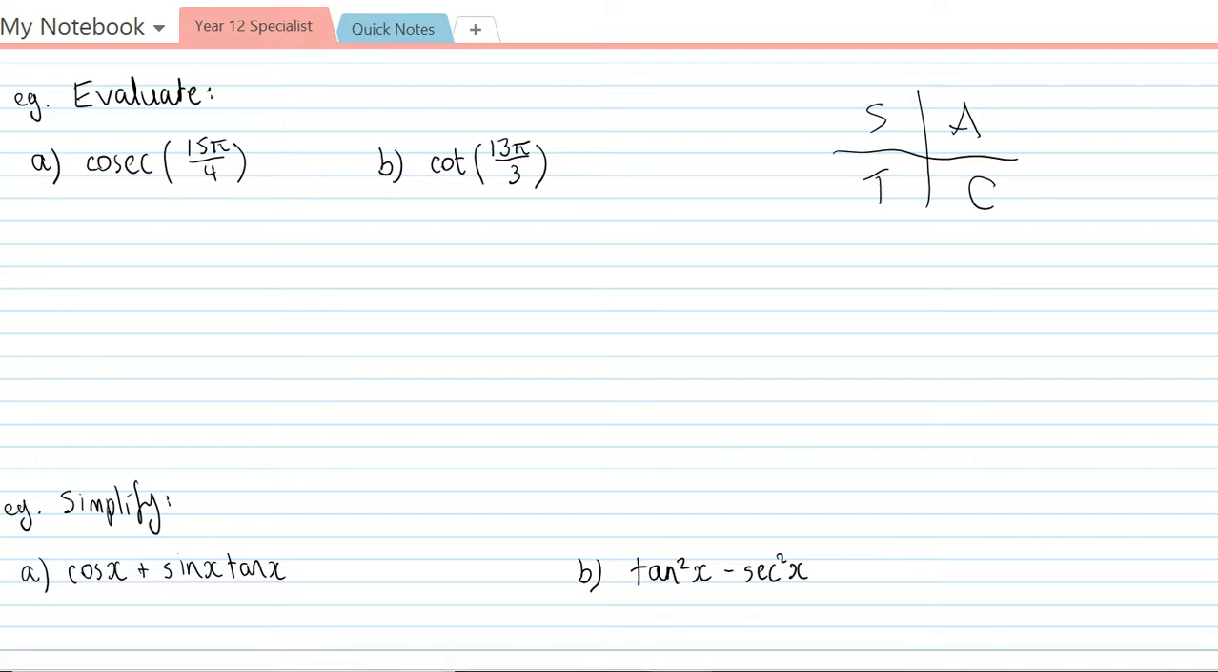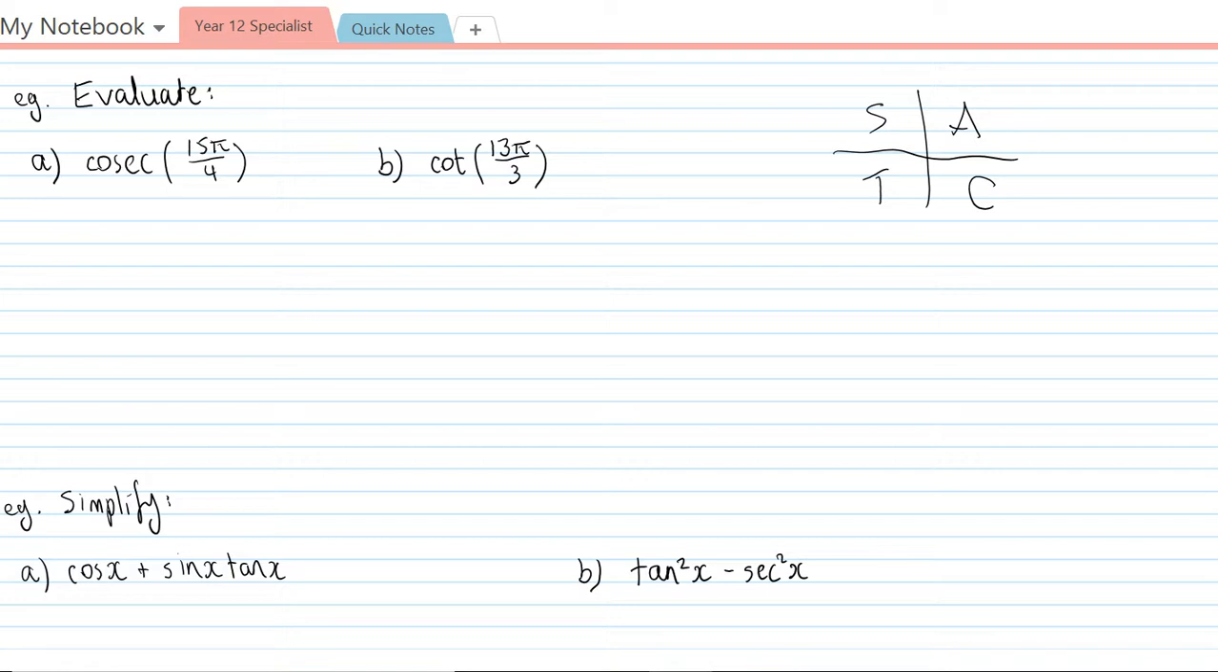What this means is that sec is positive in the first and fourth because that's related to cos. Cosec is positive in the first and second because that's related to sine. And cot is positive in the first and third because that's related to tan. Okay, so we're just going to keep that in mind as we go through these questions.